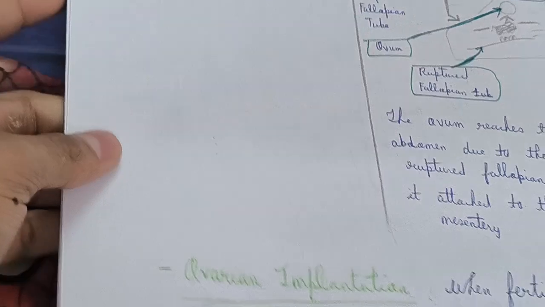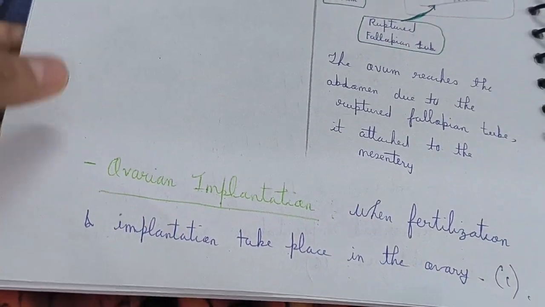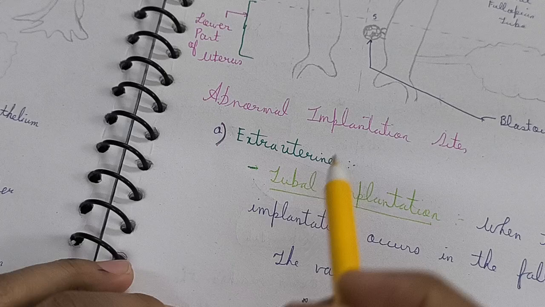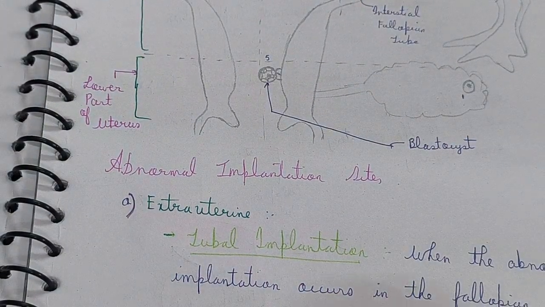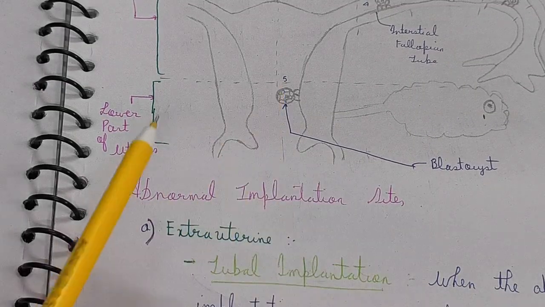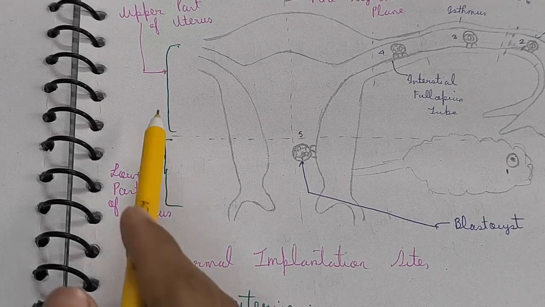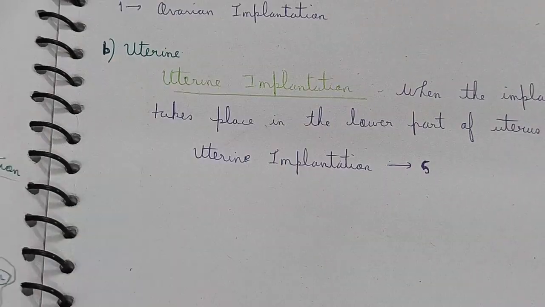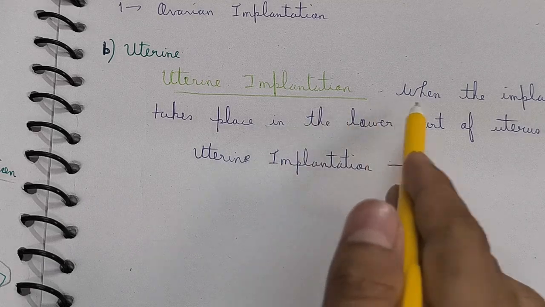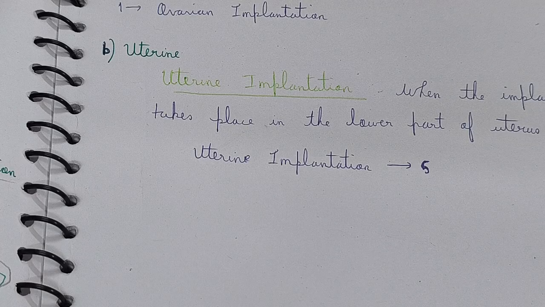And now about ovarian implantation. Here, when both fertilization and implantation take place in the ovary, it is number 1 in the diagram, basically ovarian implantation. Also, if implantation occurs in the lower part of the uterus, it is considered abnormal, because normally it occurs in the upper part of the uterus. So the fifth diagram shows uterine implantation, when the implantation takes place in the lower part of the uterus, basically number 5.